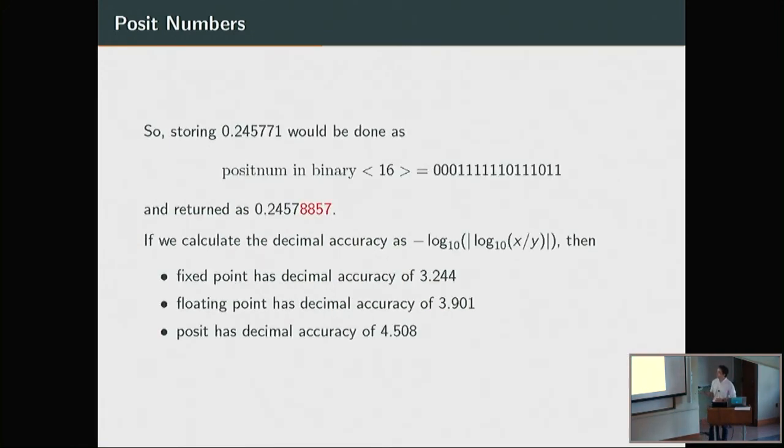So storing our number again, you get this binary representation. And if you wanted to return it, you get that number. Now I know, again, it's only 4 decimal places of precision, but if you look, floating point had a 0 there. And 8 is far closer to 7 than 0 is. And if we wanted to compute your decimal accuracy using that algorithm, you would see that your fixed point numbers have a decimal accuracy for this number of around 3. So they're around about 3 decimal places of accuracy. Floating point numbers have a decimal accuracy of about 3.9, and a posit number will have a decimal accuracy of 4.5. And the difference between those, between fixed point and floating point and posit and floating point, is nearly the same.